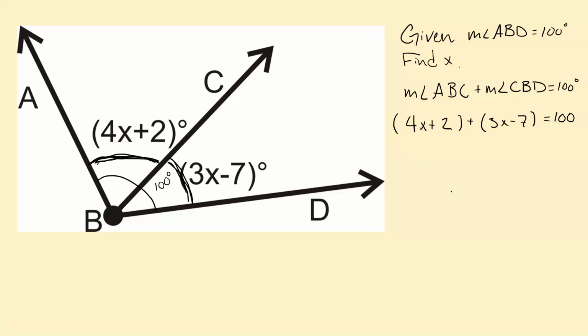Now I have an algebraic expression that I can solve for x, so nothing to distribute. I can combine like terms. 4x plus 3x is 7x, and then 2 minus 7 would be negative 5, equals 100. Add 5 to both sides. 7x equals 105. Divide both sides by 7. x equals 105 divided by 7. Let's see, so that would be 15.